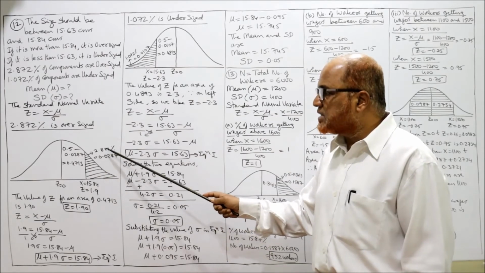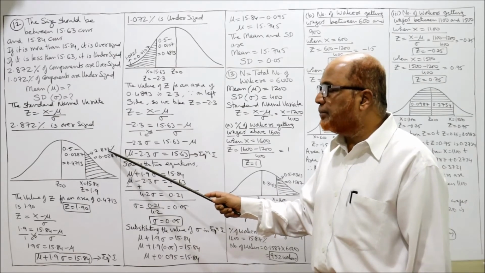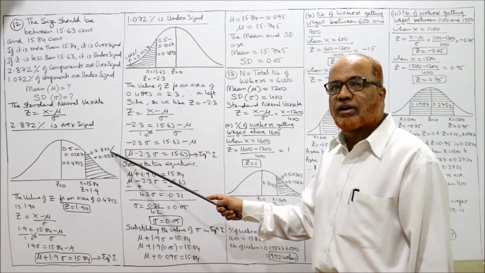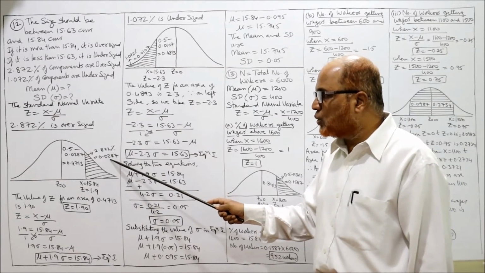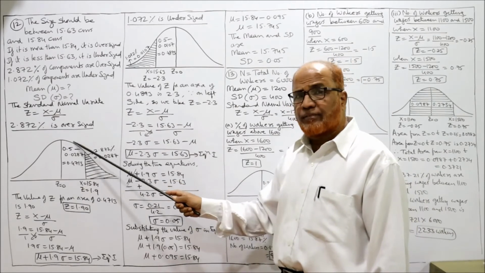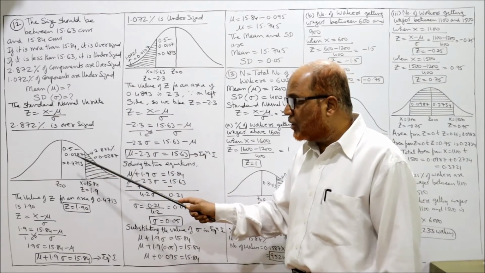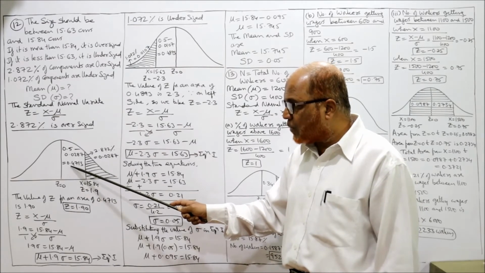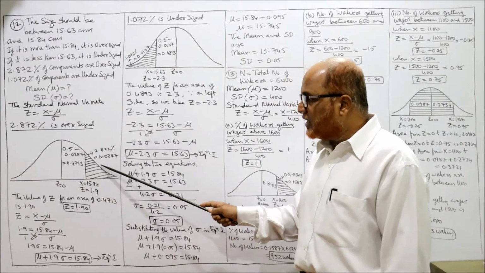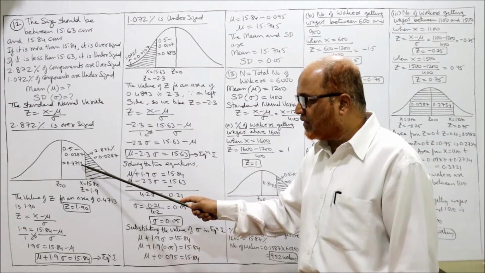So we convert 2.872% into a fraction by dividing by 100. 2.872 divided by 100, you'll get 0.0287. This is the fraction. The total area on one side is 0.5. Now subtract 0.0287 from 0.5. The unshaded region is 0.4713 and the shaded region is 0.0287.